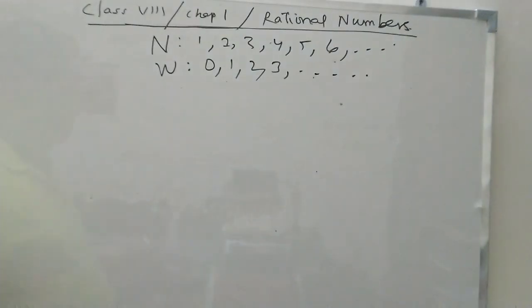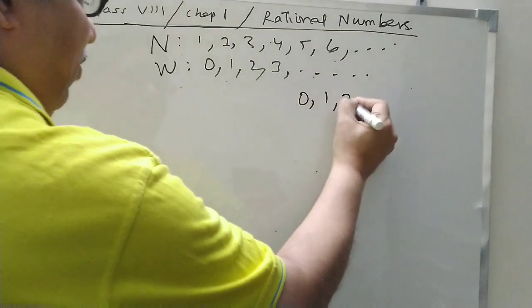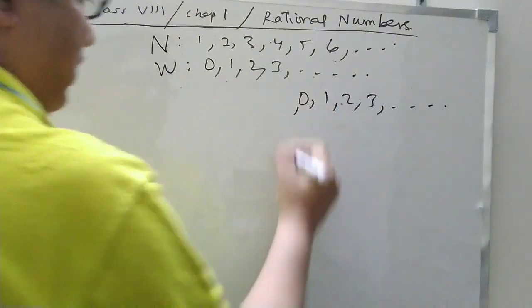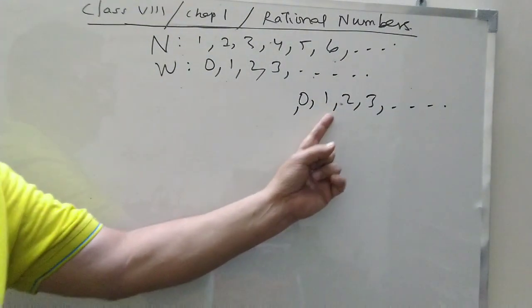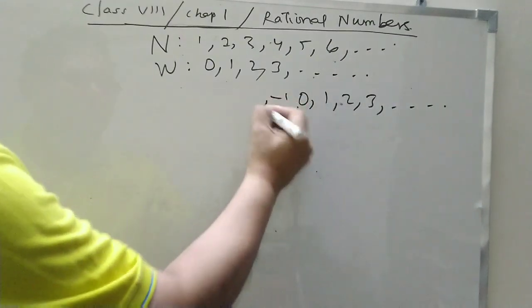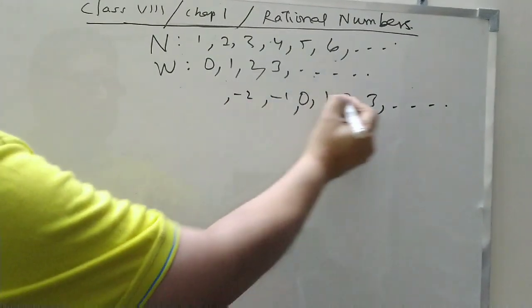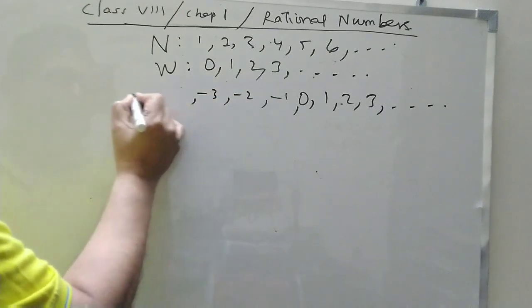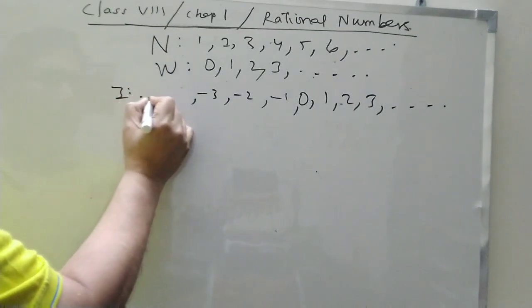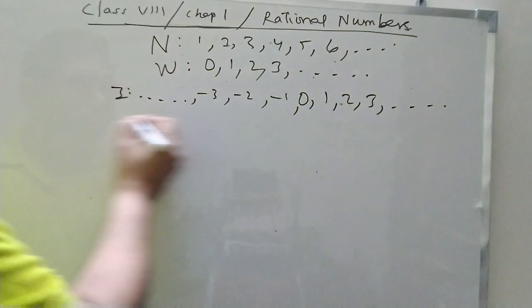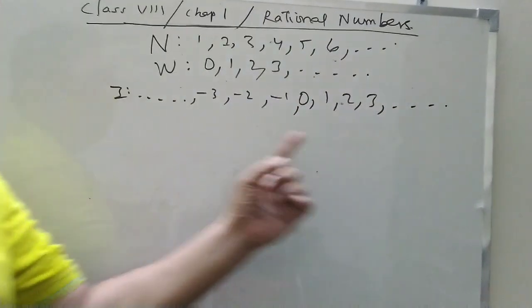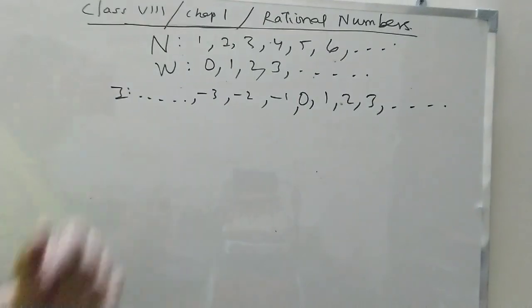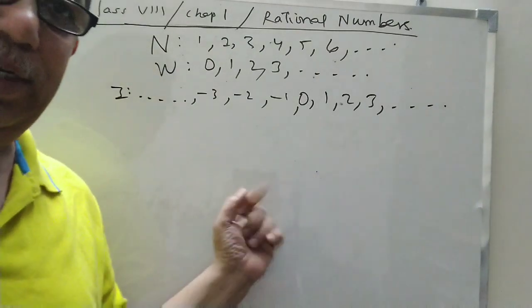Then naturally, as maths progressed further, as life progressed further, there was a need of negative numbers. So how did these negative numbers start? 0, 1, 2, 3, these are all positives. Now negative of 1 is -1, negative of 2 is -2, negative of 3 is -3 and so on. You can go on this side, then this side also. You have 4, 5, 6, so you have -4, -5, -6 and so on. So this became the set of integers.